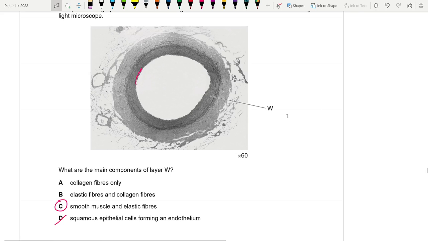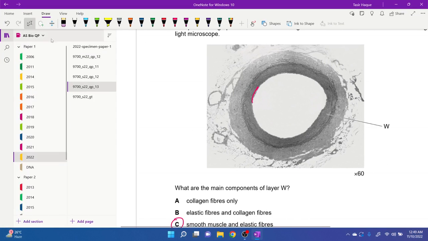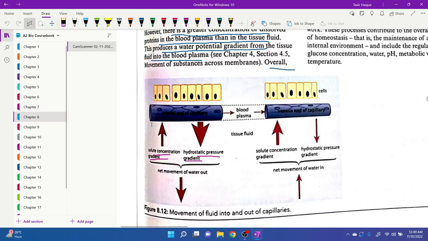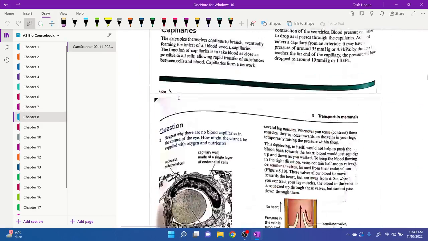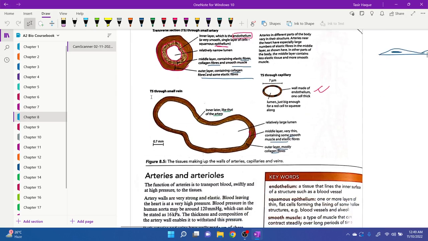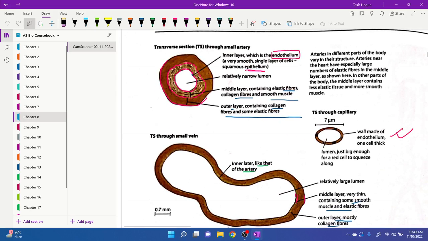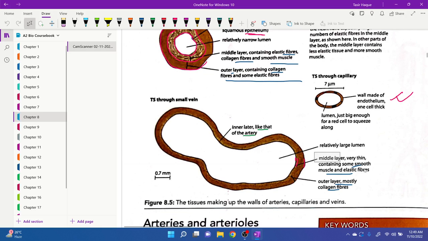Why is that? If you study this properly, this is tunica media. And the lumen is very large. So, this is basically a vein. In tunica media of veins, you have smooth muscle and elastic fibers, but no collagen fibers, okay? So no collagen, it's smooth and elastic. To study this, you can go through chapter 8, this section over here. In tunica media of veins, you only have smooth muscle and elastic fiber, no collagen.